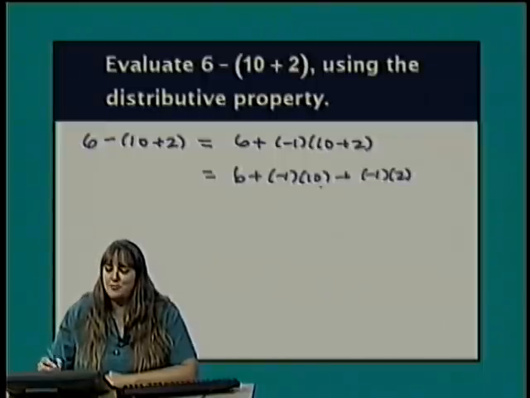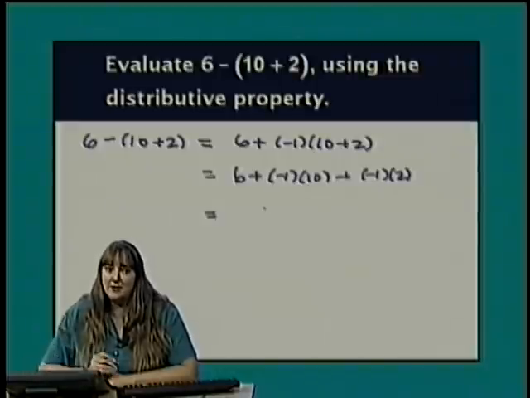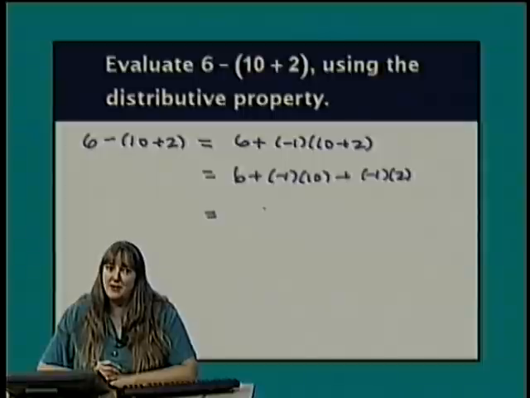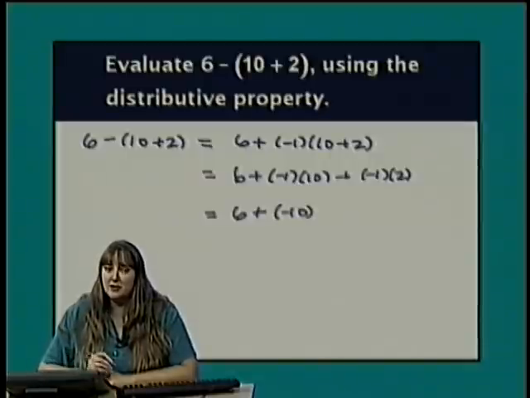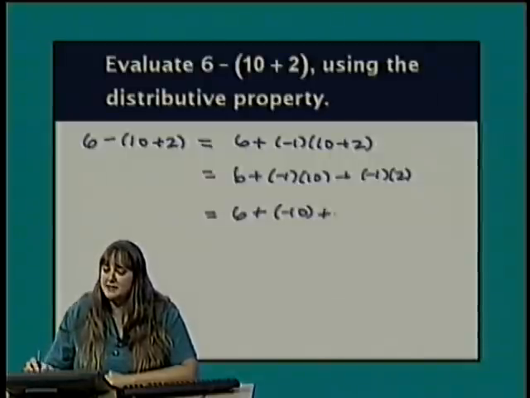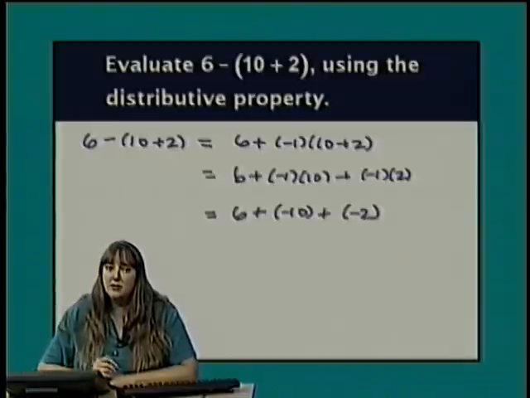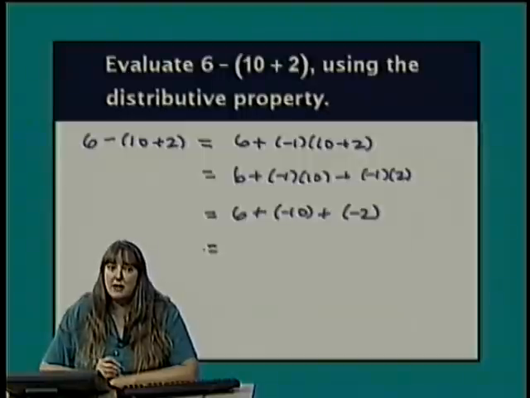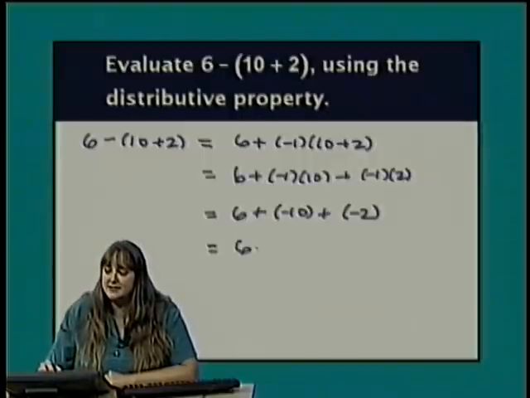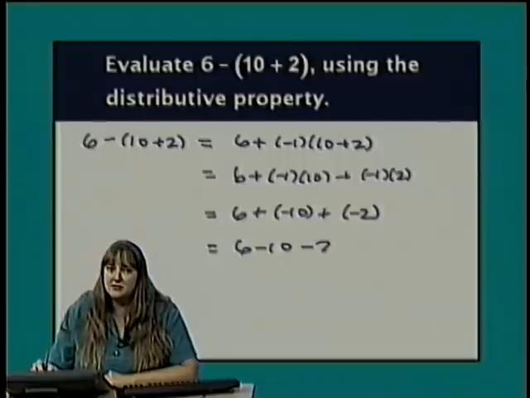And if you want, you can do that multiplication in your head. I just want to make sure we see that we're distributing here. So negative 1 times 10 and negative 1 times 2 have to be done before the additions. The order of operations tells me I need to multiply before I add. So I would have 6 plus negative 10, the product of negative 1 and 10, plus negative 2, the product of negative 1 and 2. And I can rewrite this without the addition symbols as 6 minus 10 minus 2.